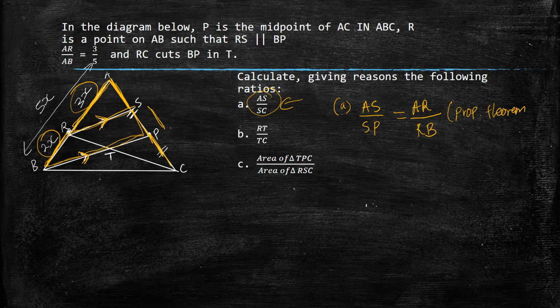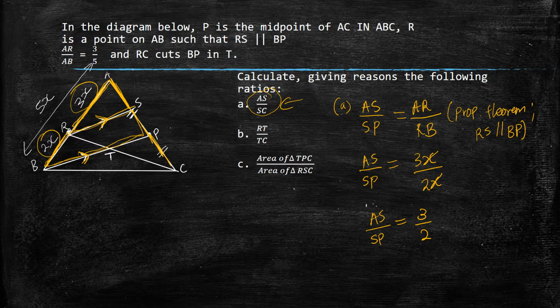So someone can write it like this: proportionality theorem. Don't forget to show which lines are parallel. It's because RS was parallel to BP. So that's our reason. Okay, so we can go and calculate AS over SP. AS over SP is going to be equal to, what is your AR? Your AR is 3x, right? It's not 3, it's 3x. That is the length of AR. And what is your RB? Your RB is 2x. So x and x will cancel out each other. You have AS over SP equals 3 over 2.